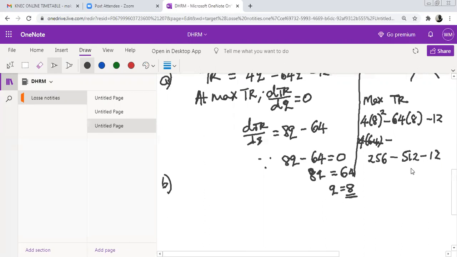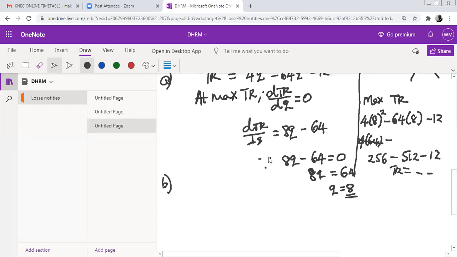I know this one is going to give us a negative answer, but remember it is just an equation that I imagined. So you work out this and you get the answer. That one is going to be your maximum total revenue. But the answer is not supposed to be negative because revenue cannot be negative. Are we together? This was just for the demonstration.